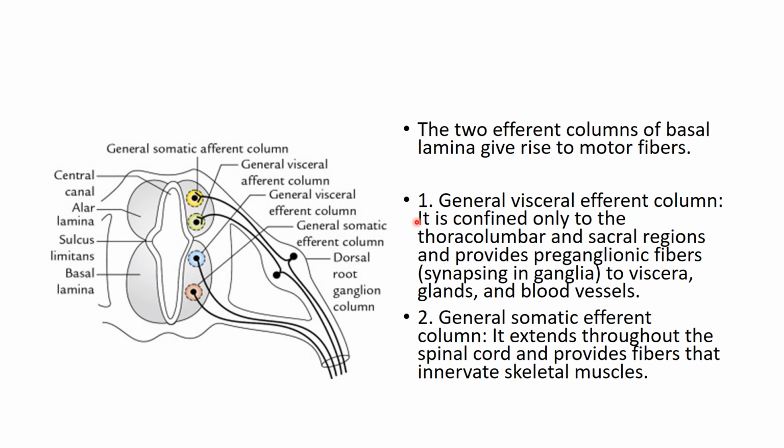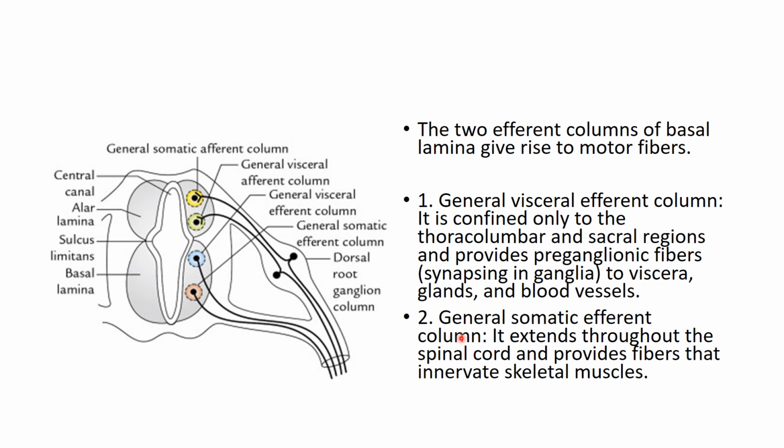The first column we can discuss is the general visceral efferent column, which is in blue color. It is present in the thoracolumbar and sacral regions, the same as we have seen earlier. So this is concerned mainly with providing the motor fibers to the viscera, glands and the blood vessels. The general visceral efferent column refers to the autonomic motor nervous system.